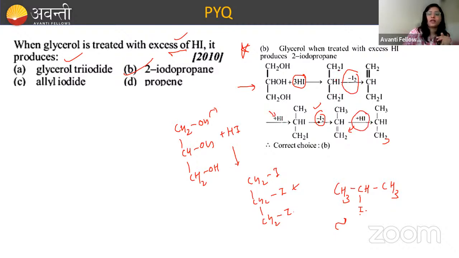So these two steps are very, very important. Then only we get the final product. That's why the product will be 2-iodopropane, not this one. Are you getting it? ये trick करने वाला question था. Next problem.